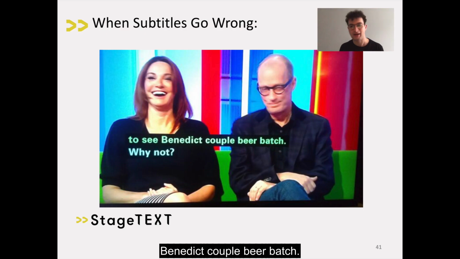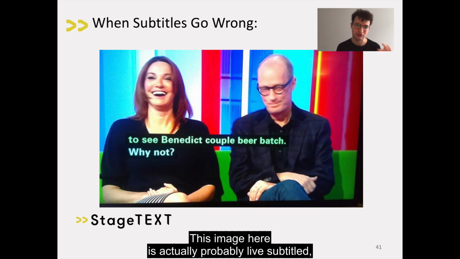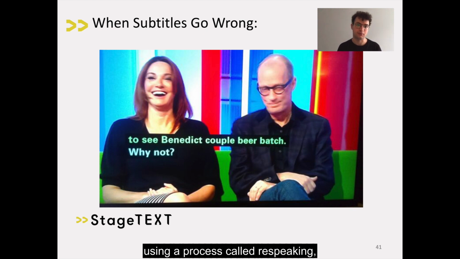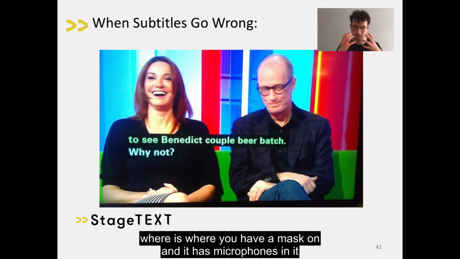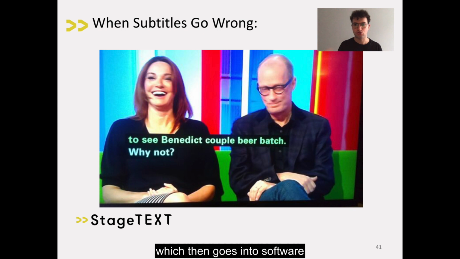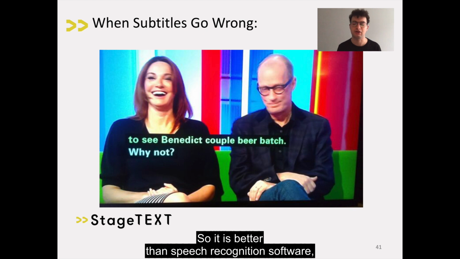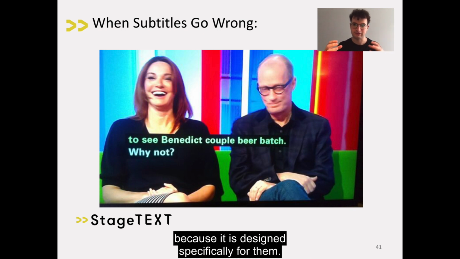First example here, Benedict Cumberbatch. I'm sure you all can see the problem here. So obviously subtitles need to be accurate, they need to be spelled correctly, they need to be true. You need to replicate what's actually being said. This image here is actually probably live subtitled using a process called re-speaking, where you have a mask on with microphones in it, and the person repeats everything that's been said using a highly trained voice, which then goes into software that is paired up with their specific voice, so that it's better than speech recognition software because it is designed specifically for them.